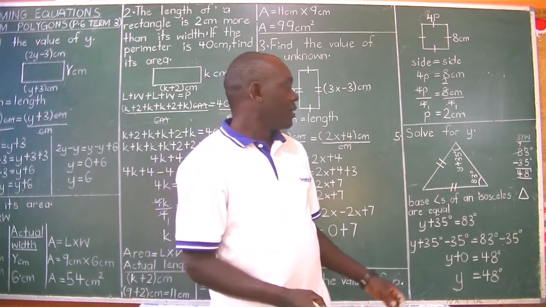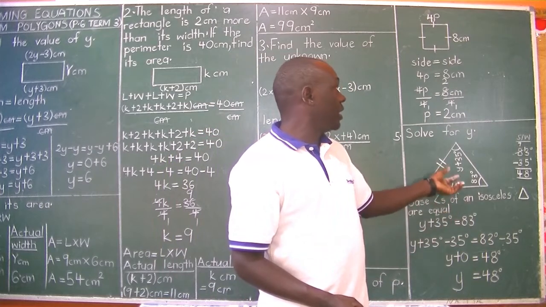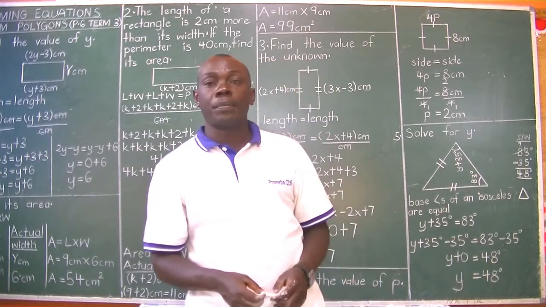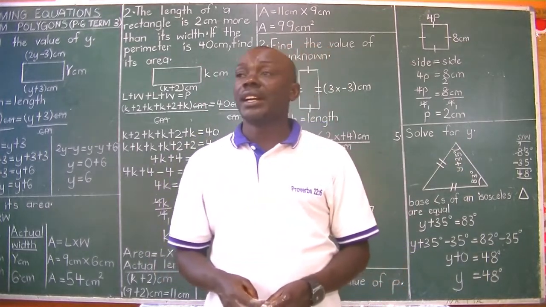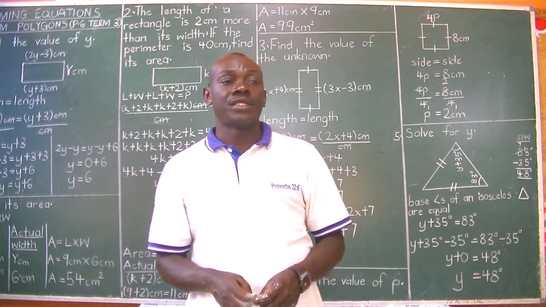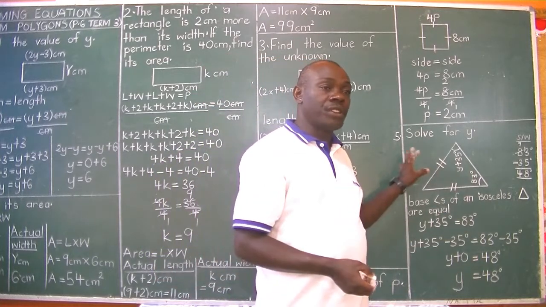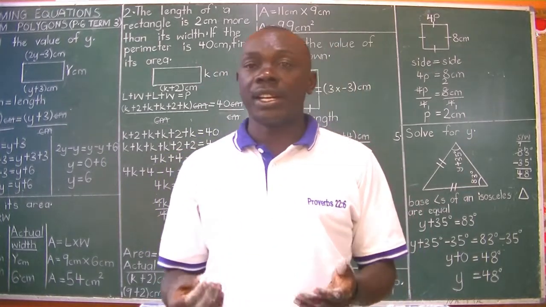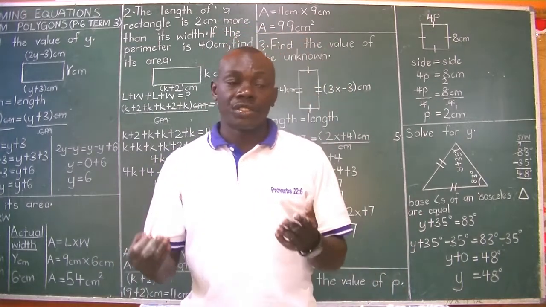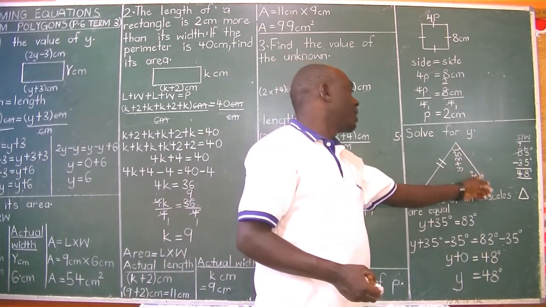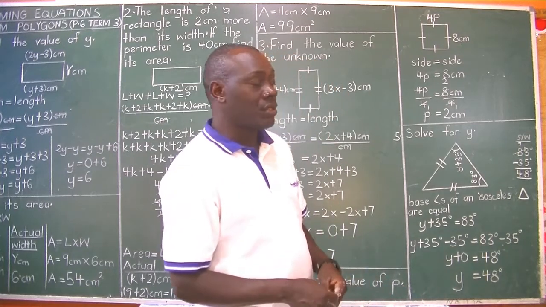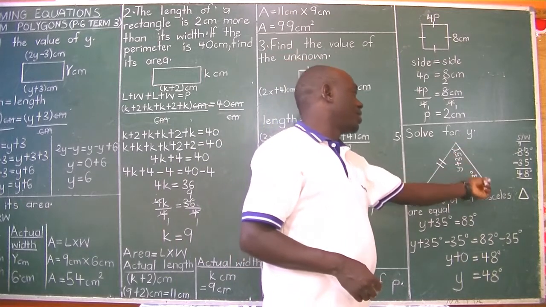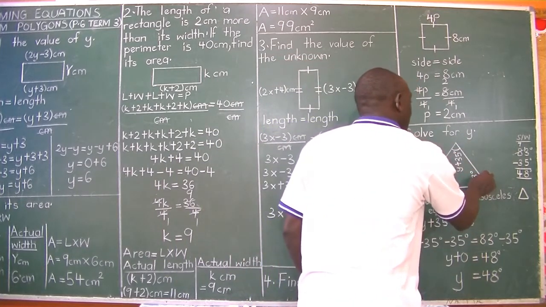And now, this time round, we are not interested in the side properties, but the angular properties. What is interesting about this isosceles triangle is that the base angles are equal. Base angles of an isosceles triangle are equal. A side different from the rest is called the base. This is equal to this, so none of the two is the base. This is the base, and therefore these are the base angles.